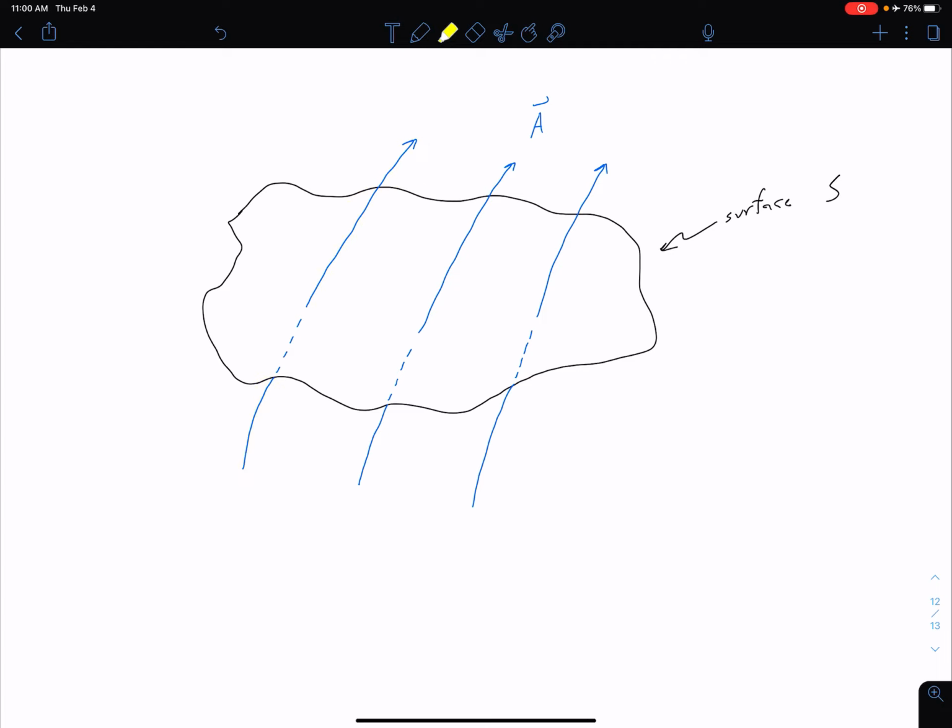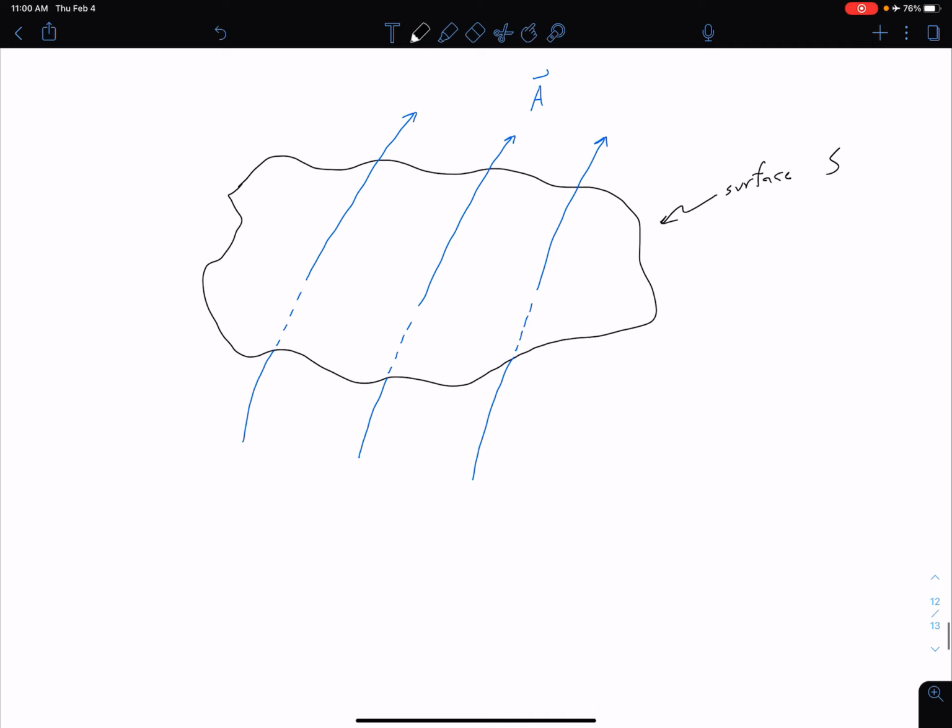With this, we can do a surface integral, and what our surface integral represents is the flux of A through our surface S. We can define this integral by defining some differential surface area on the surface. So here we have some differential surface area, this is some ds.